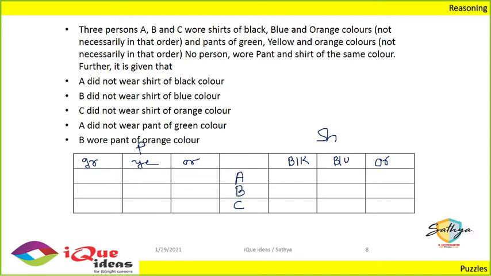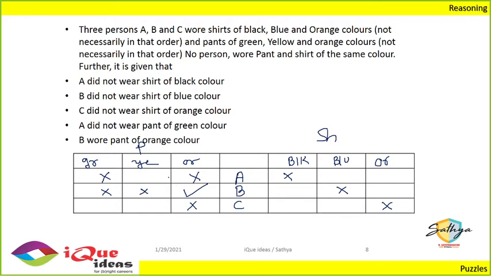Okay. So A did not wear a black shirt, B did not wear a blue shirt, C did not wear an orange shirt, A did not wear a green pant, and B wore a pant of orange color. Did you understand up to here? Now, wherever I put a tick, I have to understand that if B is wearing orange, B cannot be wearing any other color pant, so I have to cross these out. And similarly, if the orange pant is already worn by B, then it cannot be worn by A and C.